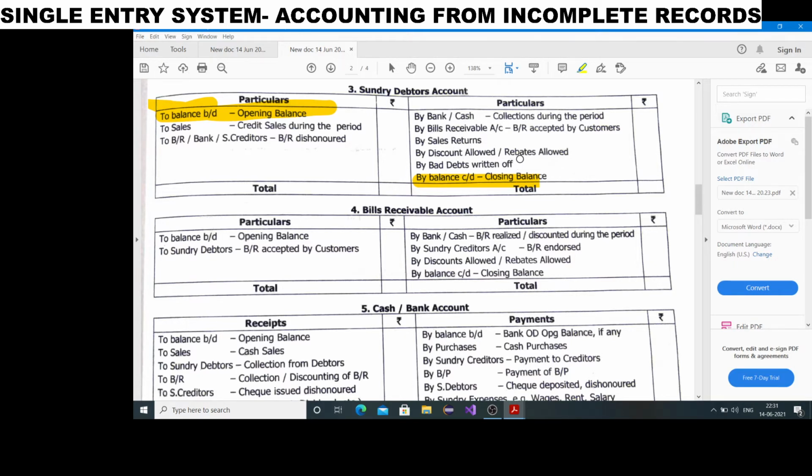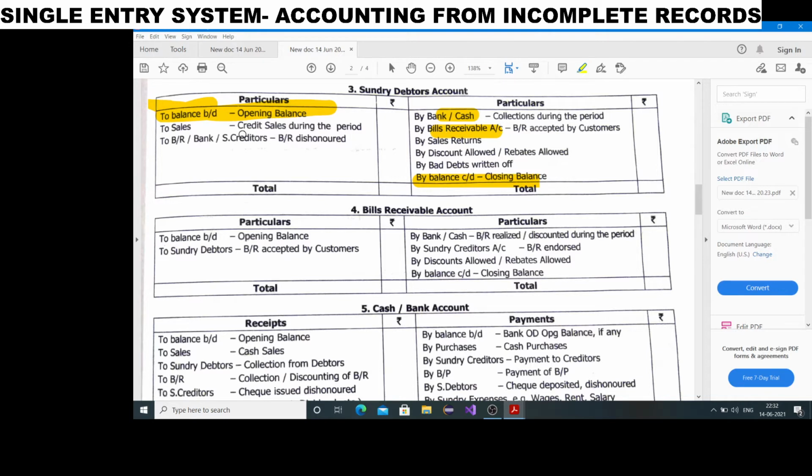So we record it as by discount allowed or rebate allowed. And if you are receiving any amount from the debtors, you'll record it as by cash or bank, that is collection during the year. If you are issuing any bills receivable which is accepted, you'll record it as bills receivable account debited to the name of the customer or the debtor, right? So bills receivable account debited to sundry debtors account.